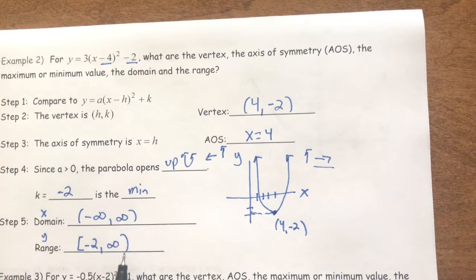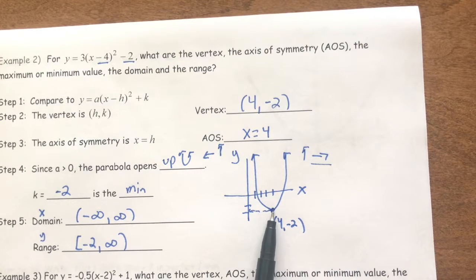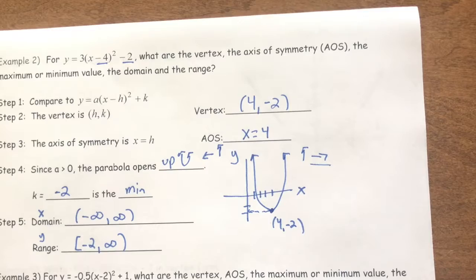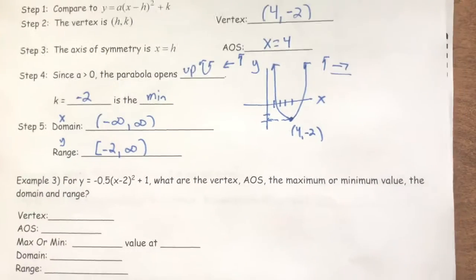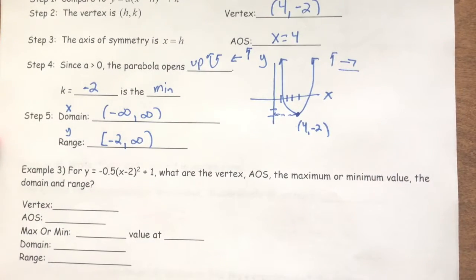Anytime we write infinities, we use parentheses. We'll use a bracket around -2 because it's a solid point that's part of our range, so we need to include that. But we cannot bound infinity, so that's why we use parentheses. Okay, so try example number 3. You can pause the video and see how you do, and then come back and check, or just continue on.